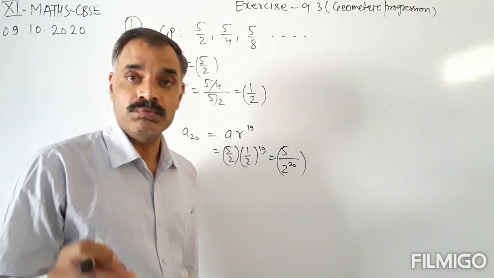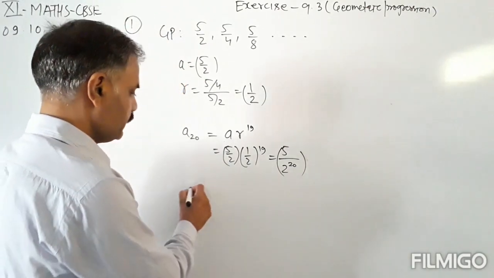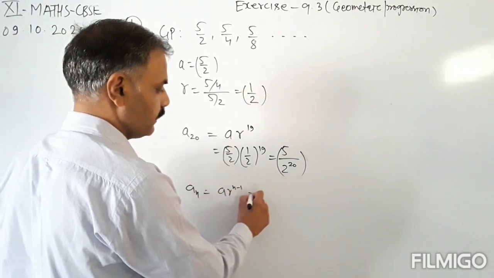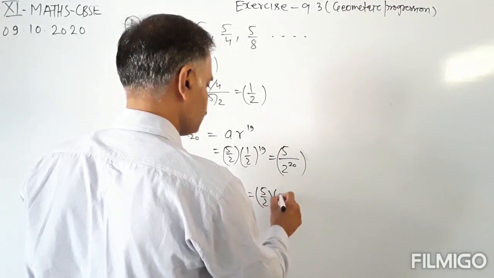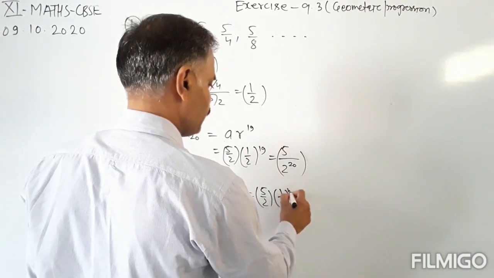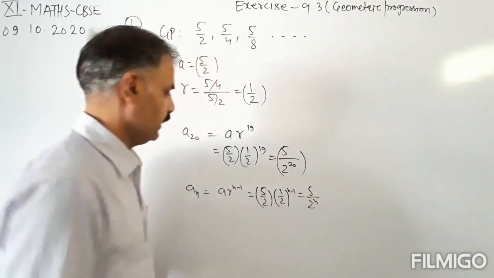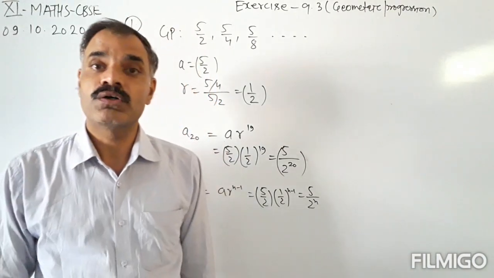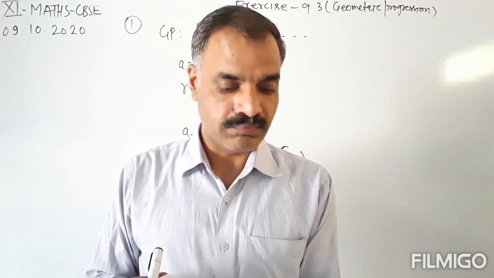And if we want to find the nth term of this GP, then an equals A R to the power n minus 1. A means 5 upon 2 and R means 1 upon 2 to the power n minus 1, equals 5 upon 2 to the power n. So this is the nth term of the given geometric progression. This was question number 1.